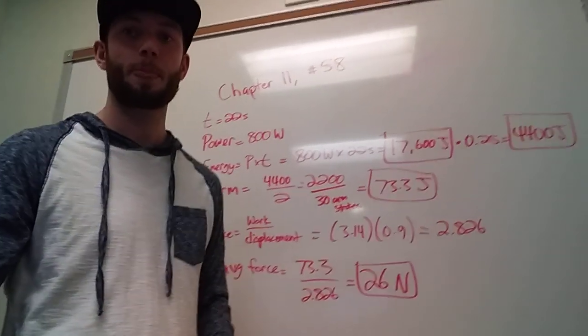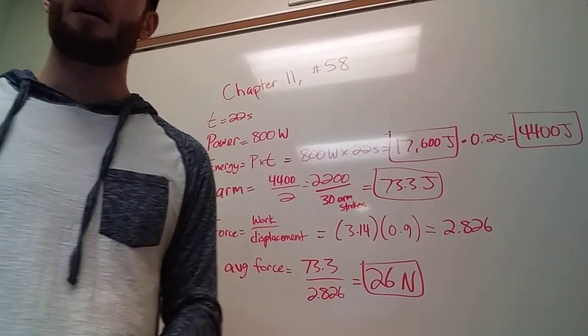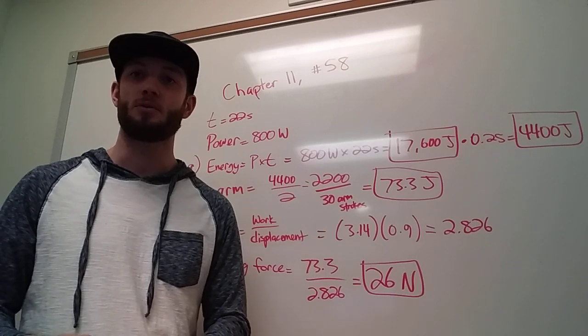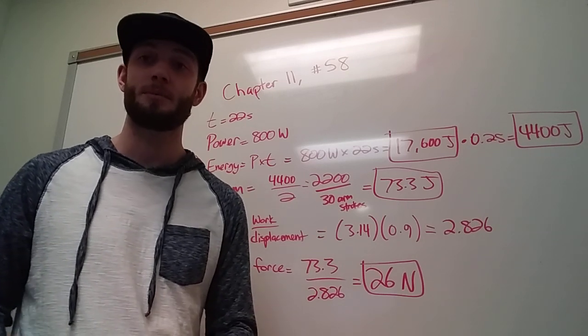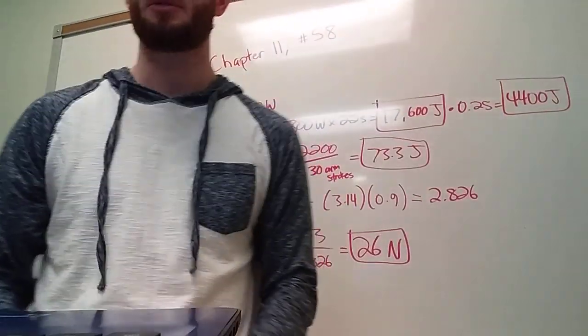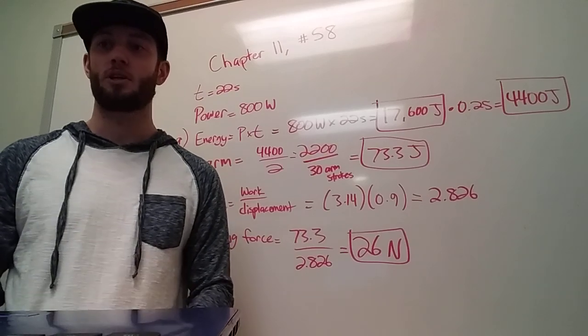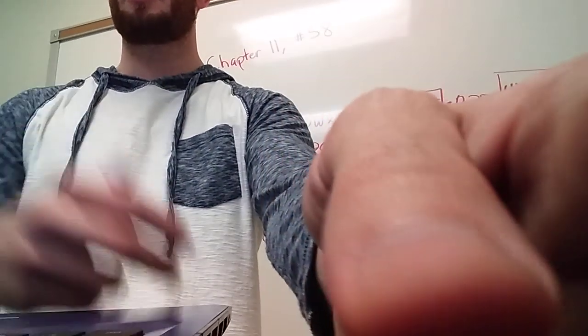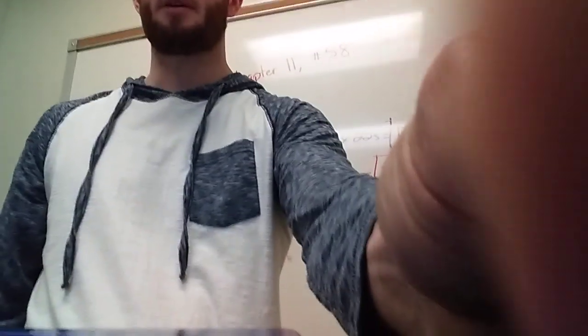Part C then asks, model the swimmer's hand as a paddle. During one arm stroke, the paddle moves halfway around a 90 centimeter radius circle. If all the swimmer's forward propulsion during an arm stroke comes from the hand pushing the water and none from the arm, which is kind of an oversimplification, what's the average force of the hand on the water?